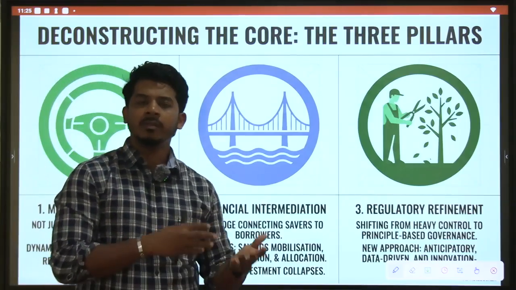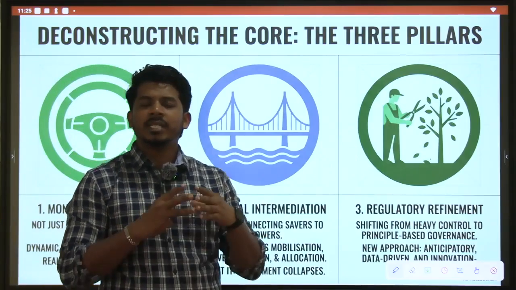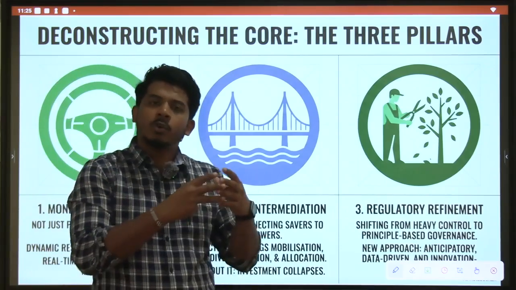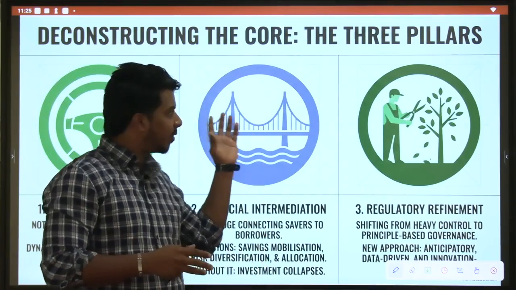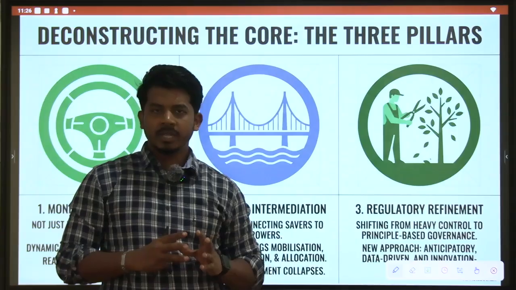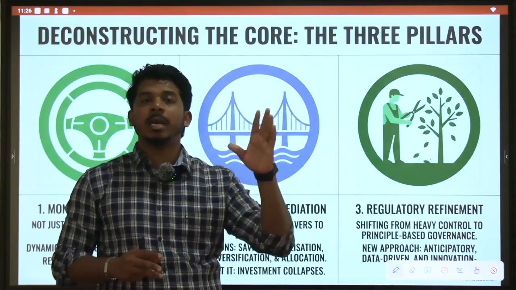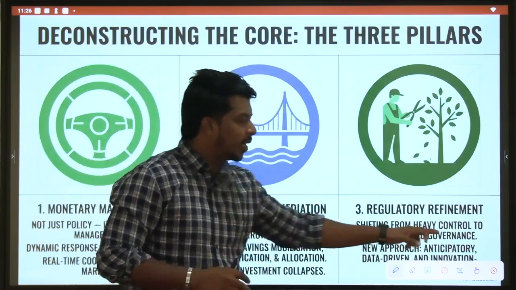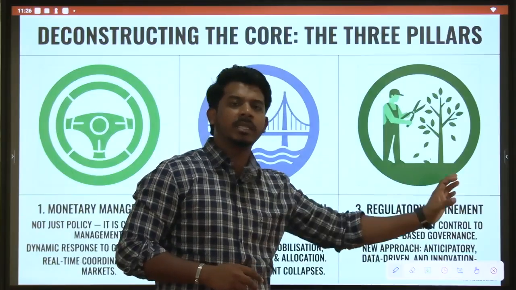We are facilitating financial intermediation. We are facilitating more businesses. We are facilitating more conversion of savings into investment. We are enabling things. We are not obstructing things. So regulatory refinement. Regulation also needs refinement here.